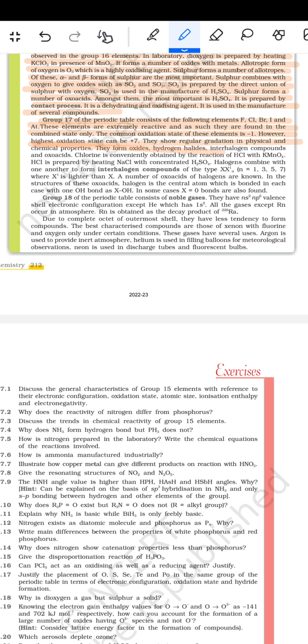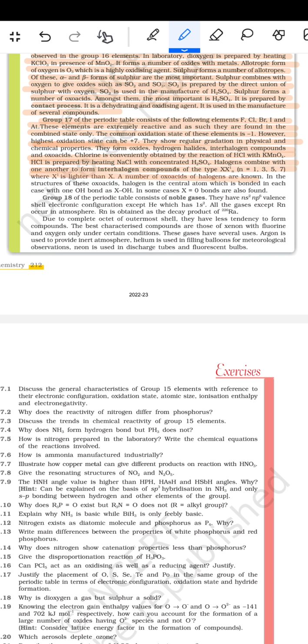They form oxides, hydrogen halides, interhalogen compounds, and oxoacids. Chlorine is conventionally obtained by the reaction of HCl with KMnO4. HCl is prepared by heating NaCl with concentrated H2SO4. Halogens combine with one another to form interhalogen compounds of one type, XX'n, where n is 1, 3, 5 or 7 and X' is lighter than X.